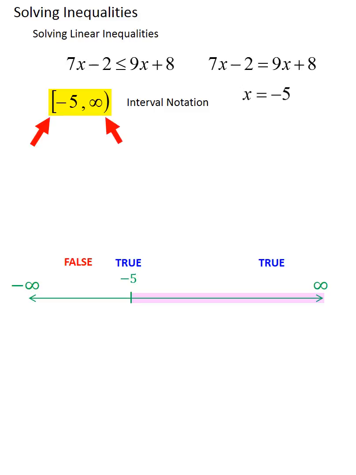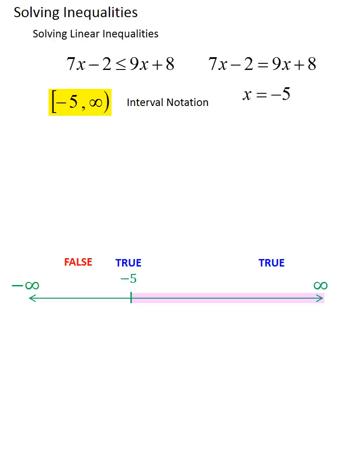One last thought: what about the brackets and parentheses? What do those mean? Well, we'll get to that. But for now, just think of this answer, the yellow box, as saying all numbers -5 through infinity, or -5 or higher, will make the inequality a true statement.